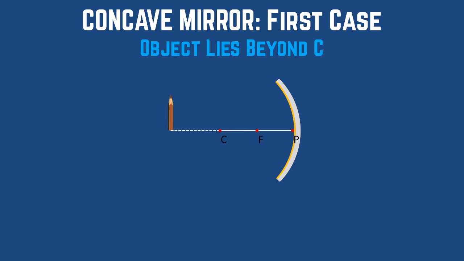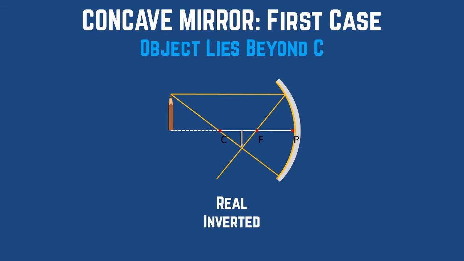The first ray we choose will be parallel to the principal axis and will pass through the focus, and the second ray will pass through the center of curvature and get reflected along the same path. The point at which these two rays meet is the point where the image of the tip of the pencil will be formed, and the image of the base of the pencil will be formed on the principal axis. The image formed is real, inverted, and diminished or smaller.